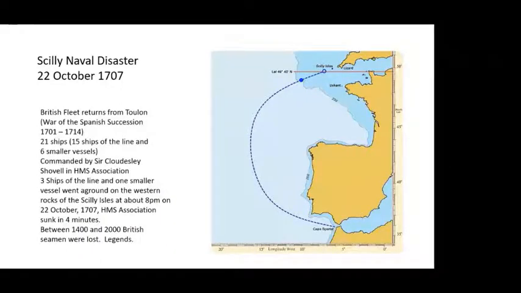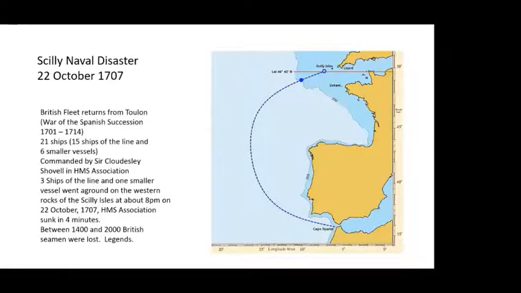Just to recap on the Scilly naval disaster, it took place on 20 October 1707. The British fleet was returning from Toulon, in the year of the Spanish Succession War, 1701-1714. 21 ships, 15 ships of the line and 6 smaller vessels, sailed from Toulon back to England. They were commanded by Admiral of the Fleet, Sir Cloudesley Shovell, who had his flagship in HMS Association.